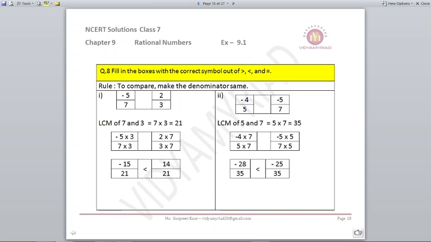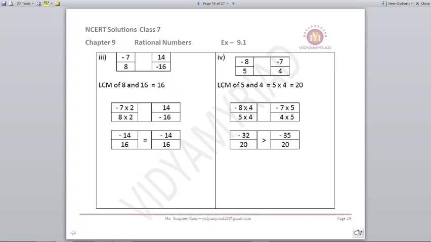Minus 4 upon 5 and minus 5 upon 7. 7 and 5, 35. Make the denominator 35. It becomes minus 28 upon 35 and minus 25 upon 35. Now both the numbers are negative. The number which is far away from 0, 28 is far away. That will be a smaller number. So 25 comes before 28. Minus 25 will be the bigger number. So that will be greater.